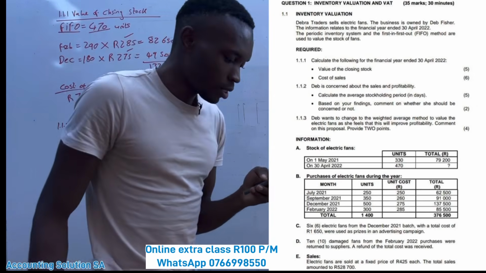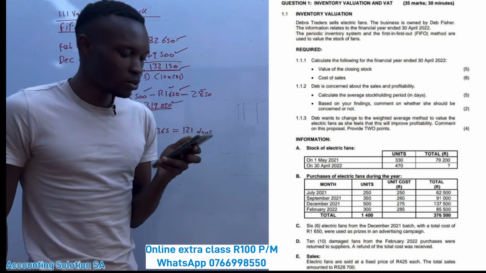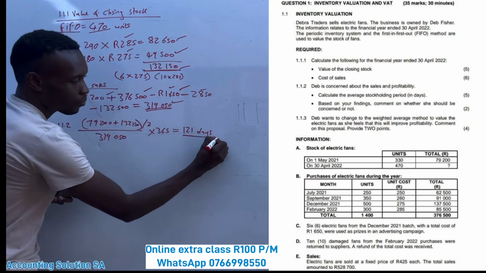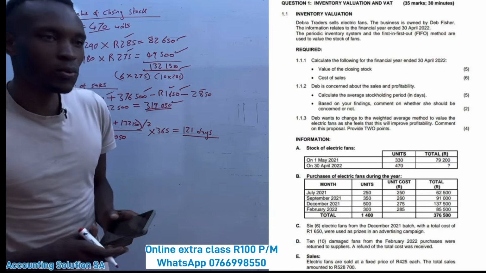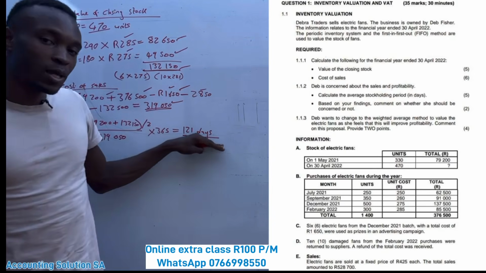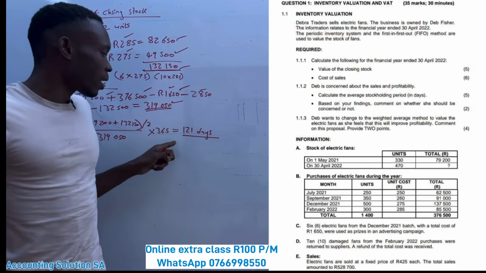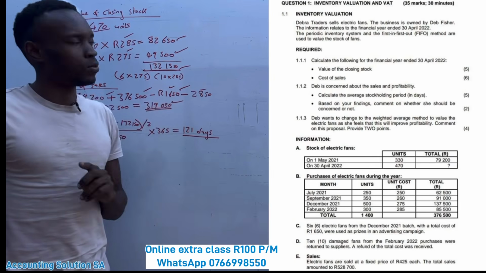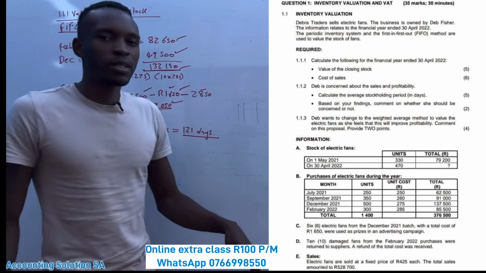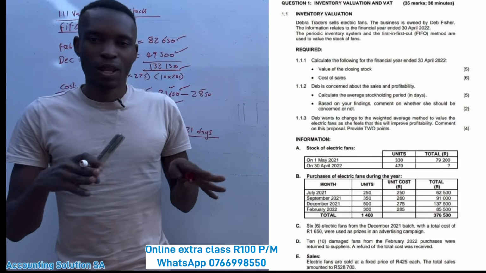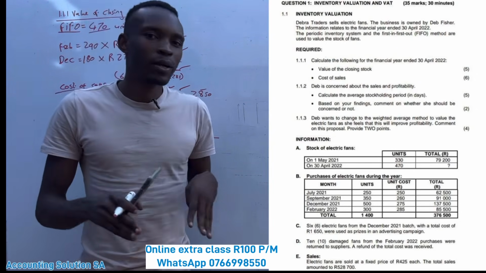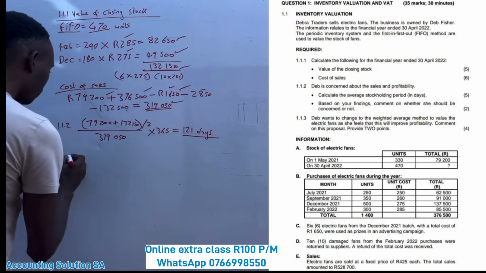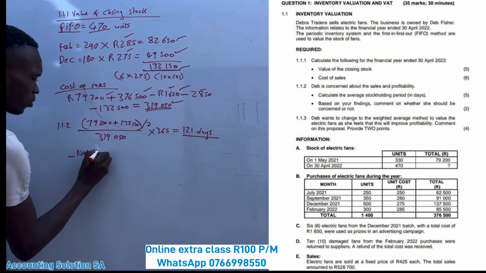Then the next bullet, they said, based on your findings, comment on whether she should be concerned or not about holding of 121 days. In other words, guys, this formula is saying that this business is taking 121 days to sell inventory. Do you think it's good? No, it's not good in a business. If you're running a business, inventory must move almost every day. We can't hold stock for a very long time because we want money as a business. So obviously, this is not good.